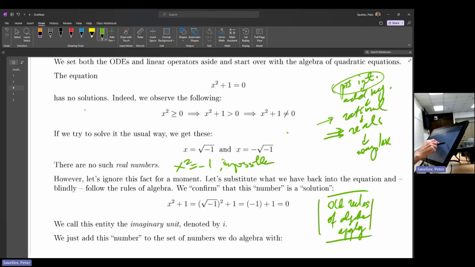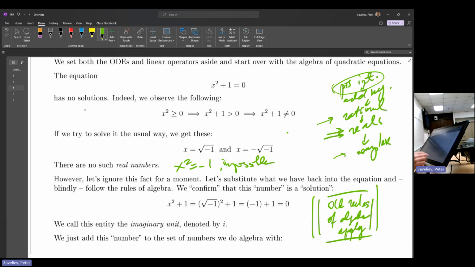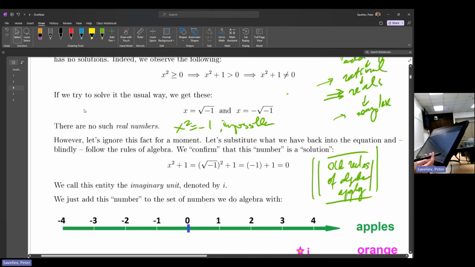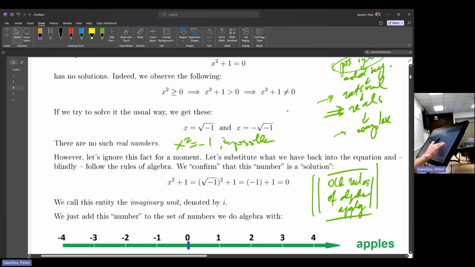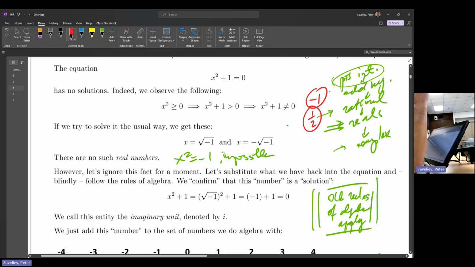So we just make one more step, and now we introduce complex numbers. The good news here, once again, is that the old rules of algebra will apply. So we introduce an imaginary number, which we haven't seen before, hypothetically. Just as you introduce -1, and then 1/2, and then you realize there are many of them.